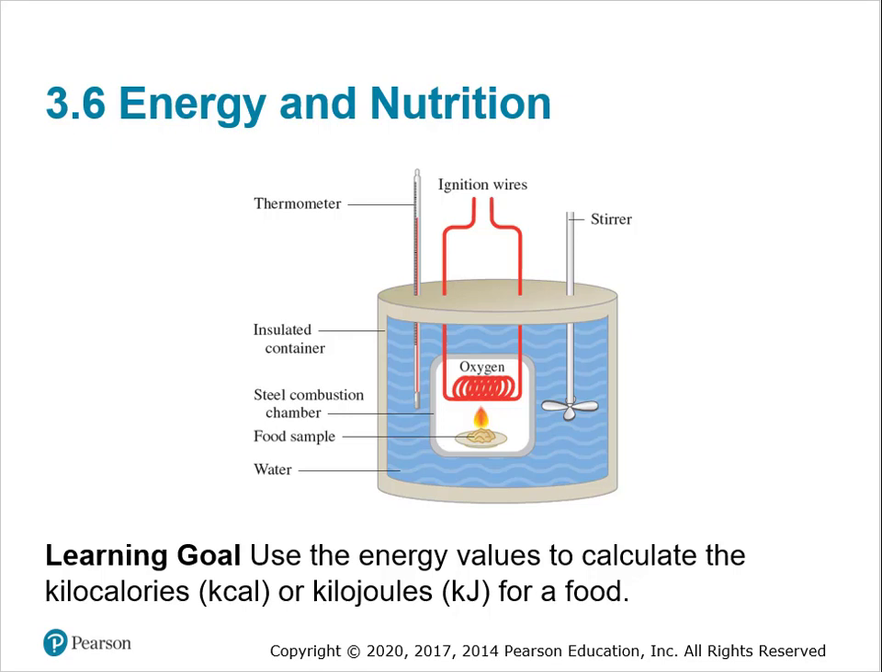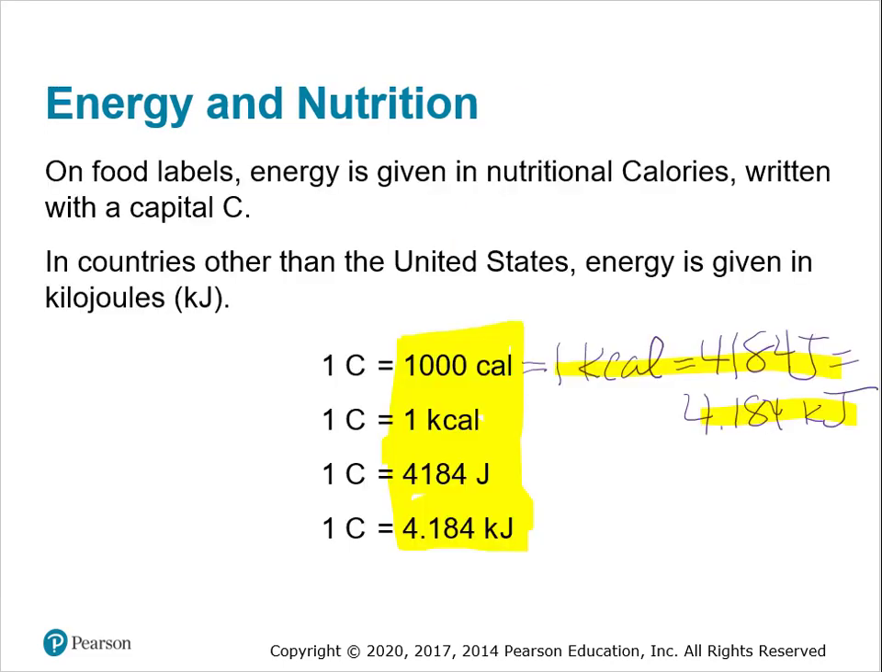The last section in this chapter is about energy and nutrition. The learning goal for this section is to use the energy values to calculate the kilocalories or kilojoules for food. On food labels, energy is given in nutritional calories, written with a capital C. In countries other than the United States, energy is given in kilojoules.